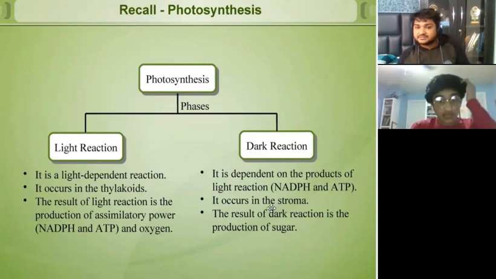Pretend photosynthesis is like bodybuilding, light reactions are eating and dark reactions are working out. Yes, exactly. And it takes place in the stroma. Stroma means outside the thylakoid membrane, the liquid. It is also called the biosynthetic phase, remember. The dark reaction is also called the biosynthetic phase.